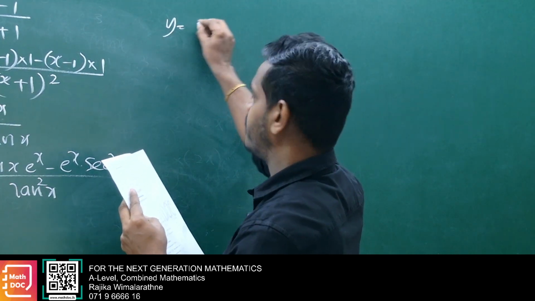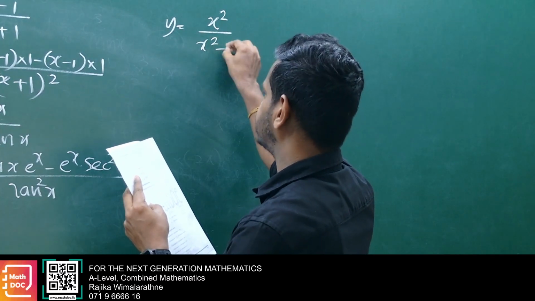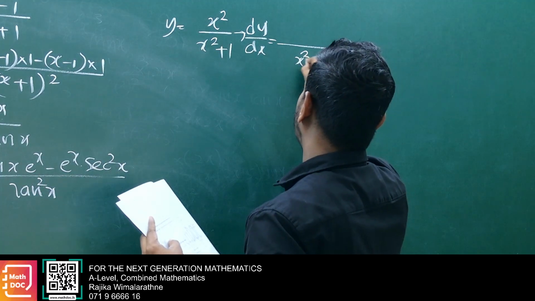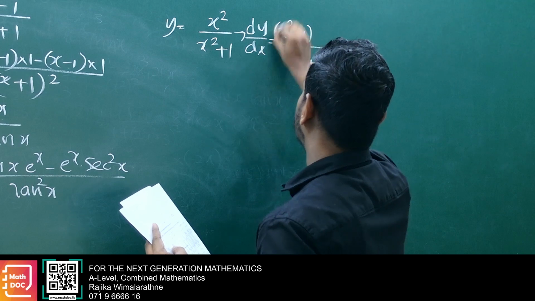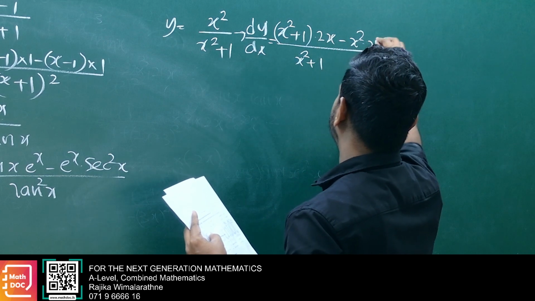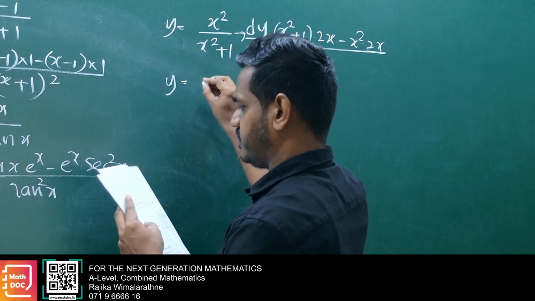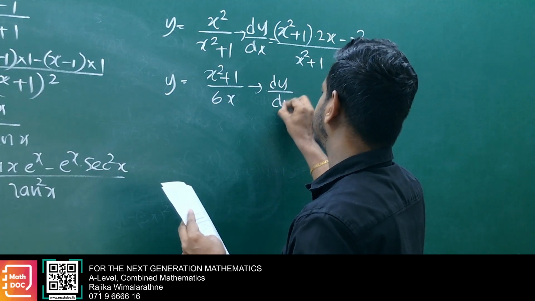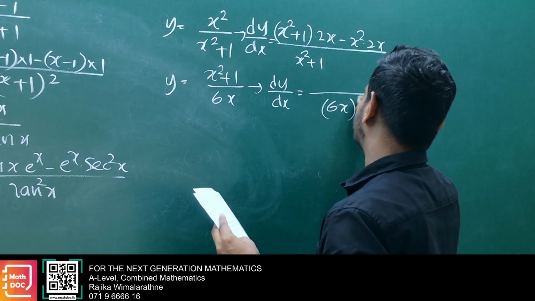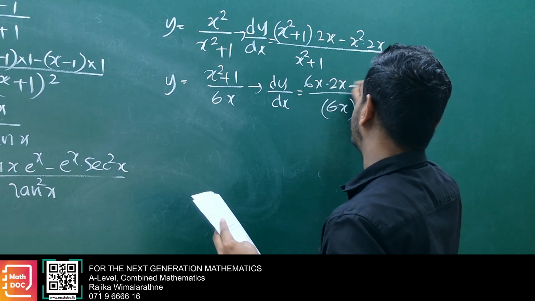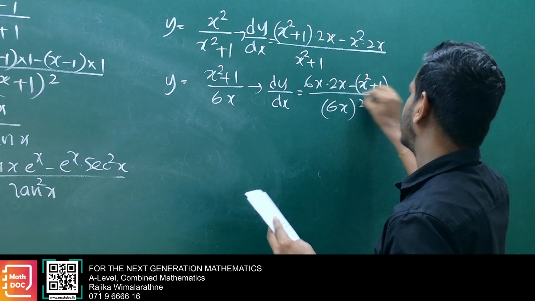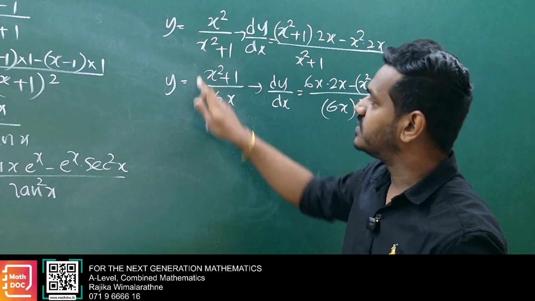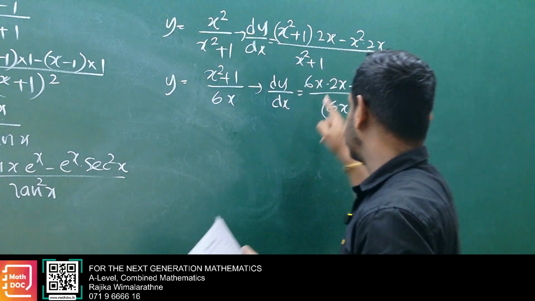y equals x squared over x square plus 1, then dy by dx, x square plus 1 times 2x, minus x square times 2x. Then x square plus 1 over 6x, then dy by dx, denominator square, denominator times derivative of numerator minus numerator times derivative of denominator. So here you can take 6 outside like a constant times function as well. Then you can cancel the 6 term.